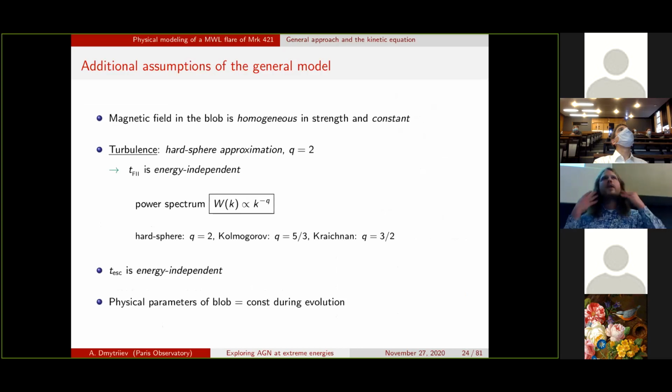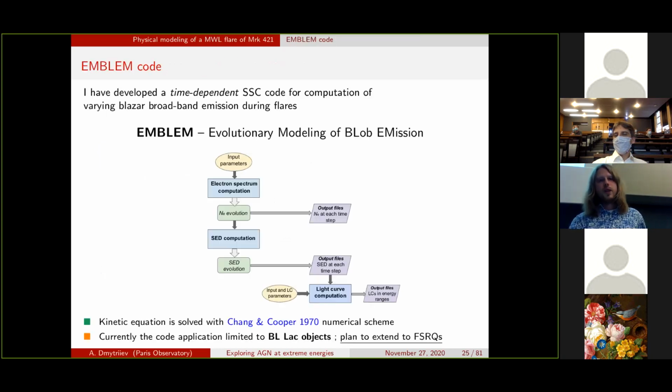So a few additional assumptions in our model. The magnetic field, we assume that this is homogeneous and is not changing in time. The turbulence is described with a power spectrum, typically a power law in the wave number with the index q. And we assume the hard sphere approximation with q equal to 2. And this means that the Fermi 2 time scale will be energy independent. The same for the escape time scale, as we assume that it is energy independent even without turbulence. And we assume that the parameters of the emitting region are not changing during the evolution.